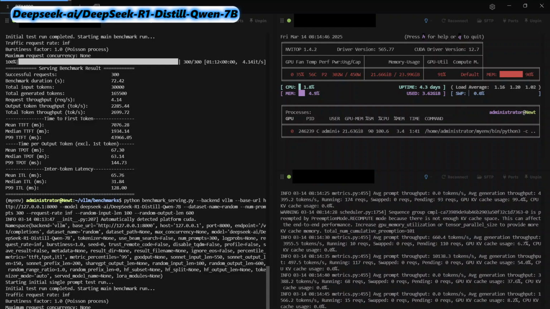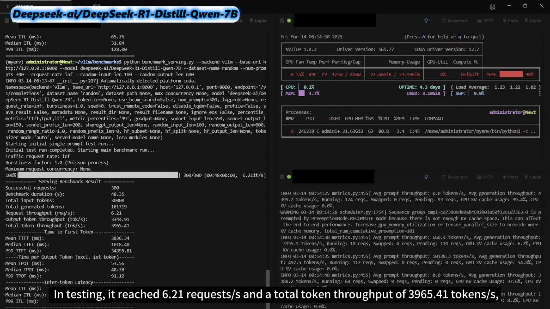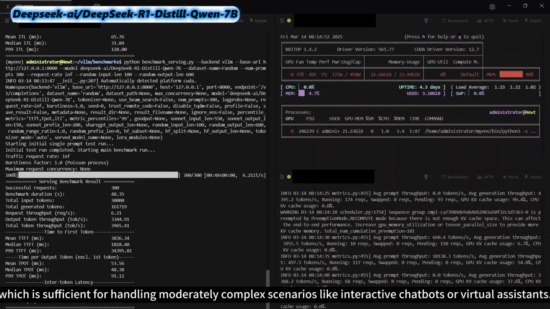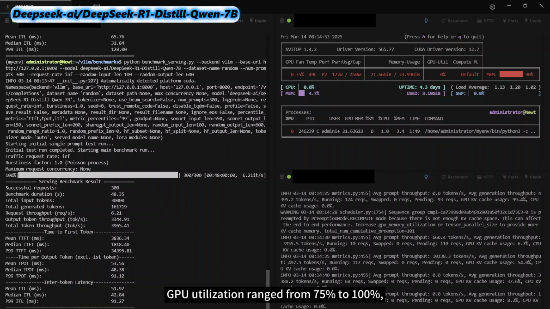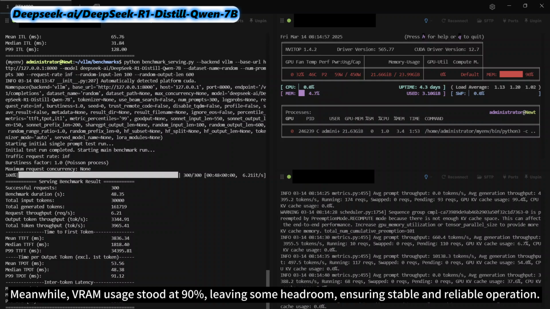In testing, it reached 6.21 requests per second and a total token throughput of 3,965.41 tokens per second, which is sufficient for handling moderately complex scenarios like interactive chatbots or virtual assistants. GPU utilization ranged from 75% to 100%, indicating that the model fully leverages the computational power of the RTX 4090. Meanwhile, VRAM usage stood at 90%, leaving some headroom, ensuring stable and reliable operation.